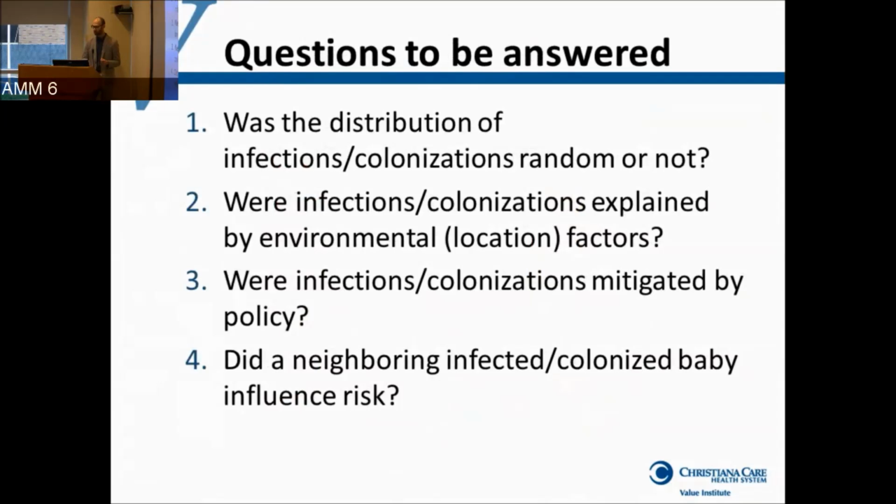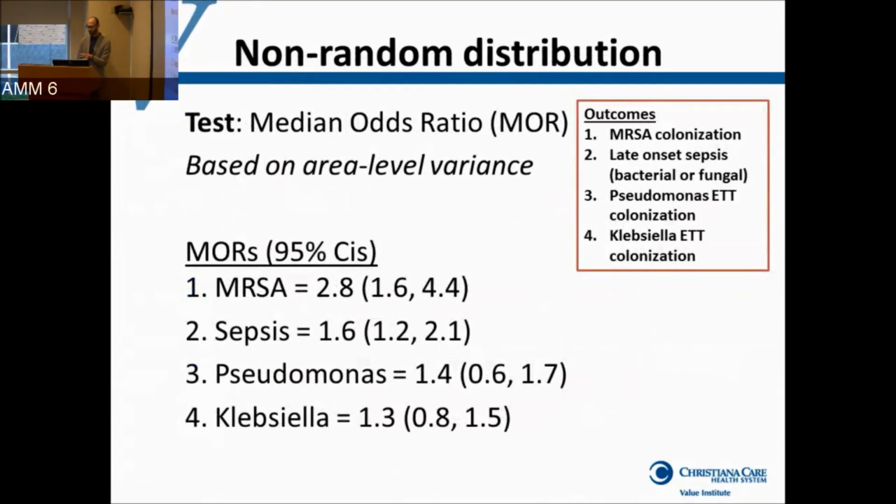Number 2 is, were infections and colonizations explained by the environmental, the location factors? These were the things that we talked about earlier. So if you were in an area with more equipment versus less equipment. Number 3 is, were the infections and colonizations mitigated by policy? These are the policies we spoke about: universal gloving, the infection prevention policy. And finally, my personal favorite is, did a neighbor influence your risk of becoming infected or colonized? So let's go through each of these 4 here. As a reminder, these are the outcomes that we're looking at, which is why you'll see 4 different estimates.